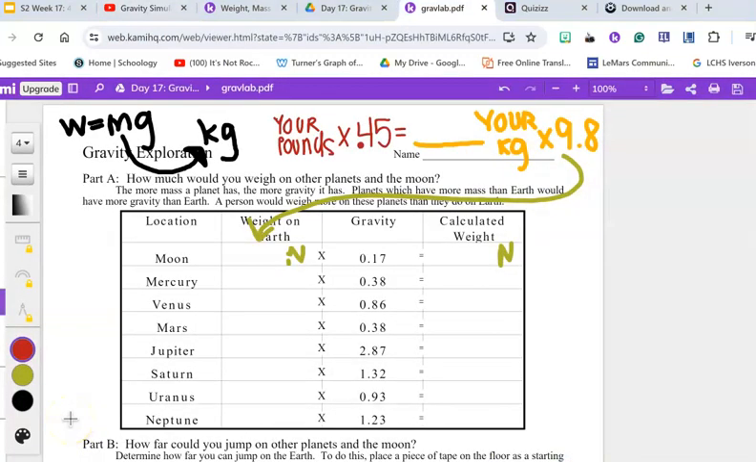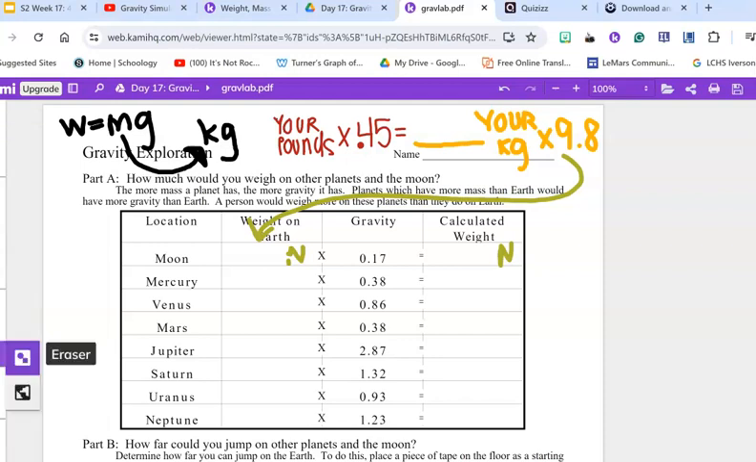Okay, so because different planets have different masses, gravity is different on different planets. Gravity depends on the mass of the object and the distances between them. So today, what you're going to figure out is your weight on different planets and how far you would jump on different planets. In order to calculate your weight, you need mass times gravity.